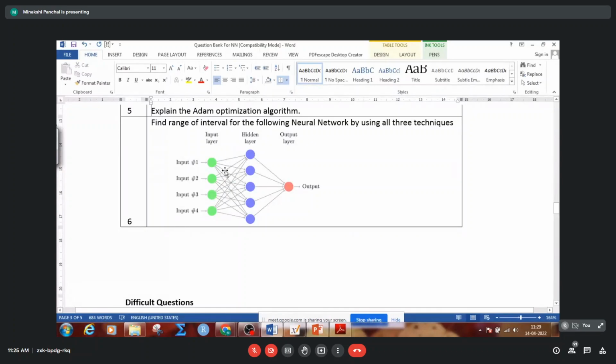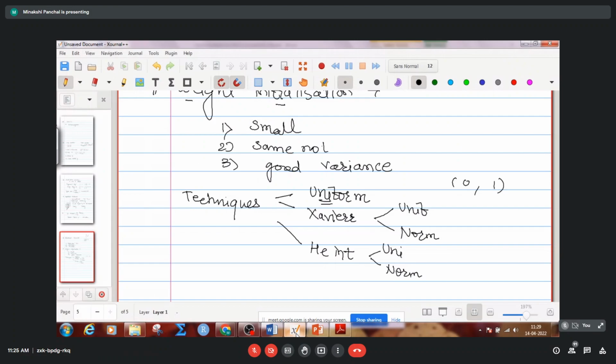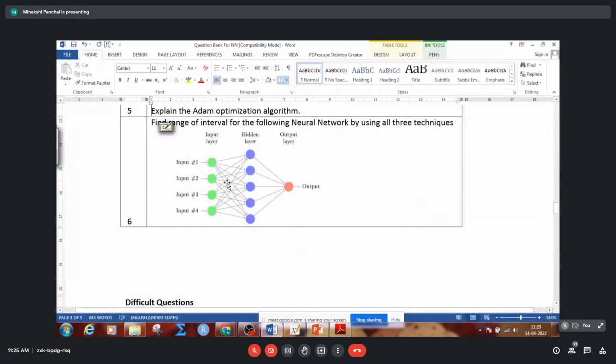Can you tell me, if I said I just want to find the range for this first layer, how can I solve it? Can you tell me how many weights are present in this layer, because I want Ni. Don't count the lines, count these inputs and these neurons. Every input is connected with every neuron. How many weights? 20. 4 into 5 gives me 20.